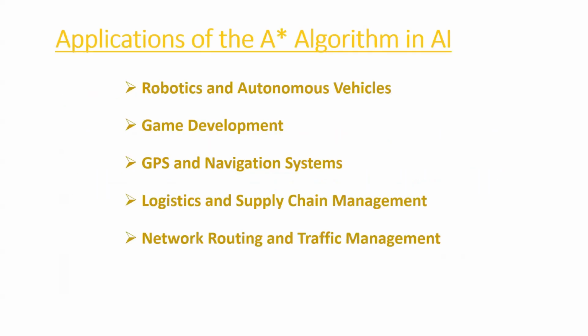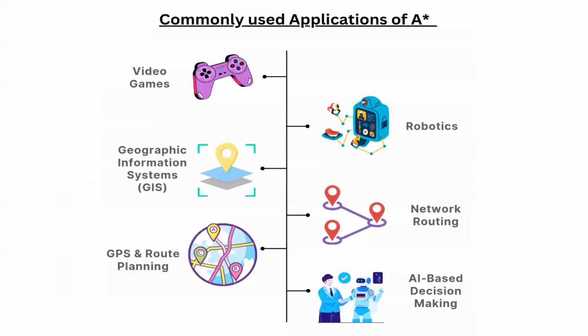So here we have the applications of the A-star algorithm. We have robotics and automation vehicles, game development, GPS navigation systems, logistics and supply chain management, network routing and traffic management. So here we have the common uses of applications.